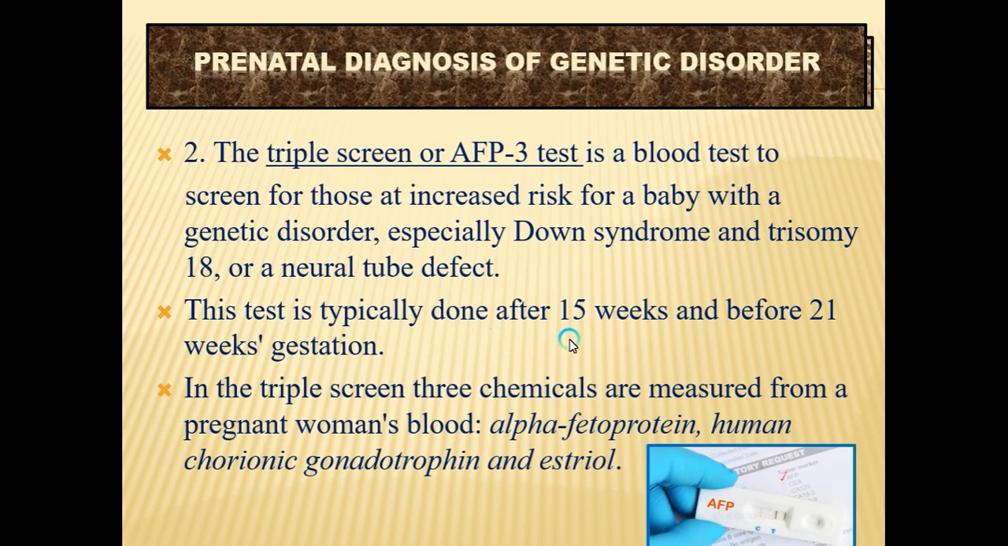This is done after 15 but before 21 weeks of gestation, and we screen 3 chemicals from a pregnant woman's blood: alpha fetoprotein, human chorionic gonadotrophin, that is HCG, and estriol. These 3 things are tested, which is why it is called triple. We check for Down syndrome, trisomy 18, and neural tube defect.